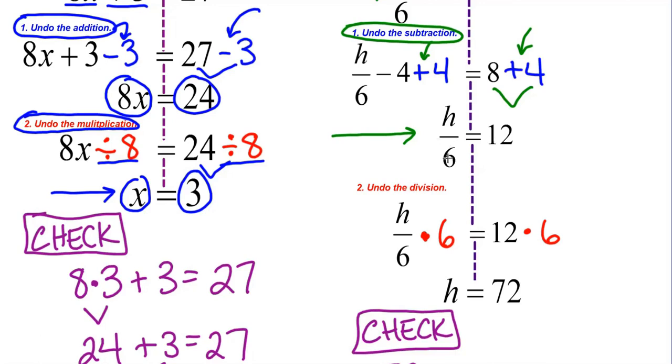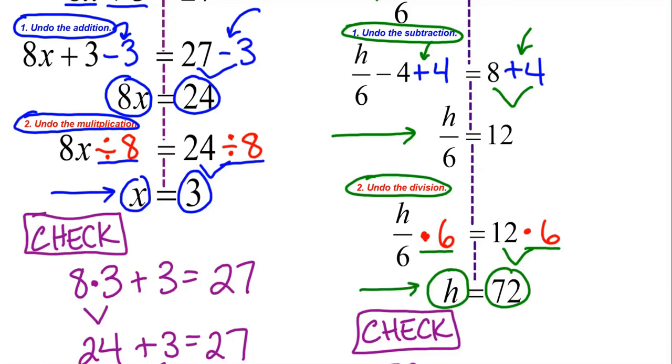What's the opposite of dividing by 6? That would be multiplying by 6. So I'm going to undo the division by multiplying both sides of this equation by 6. h divided by 6 times 6 is just h, and 12 times 6 is 72. So here's my solution, h equals 72.